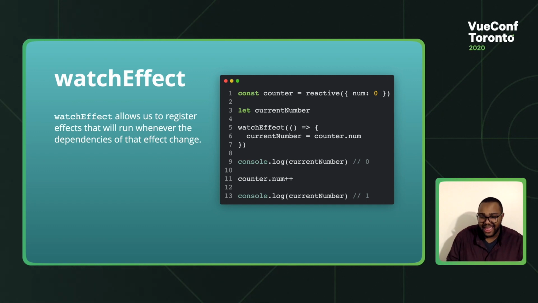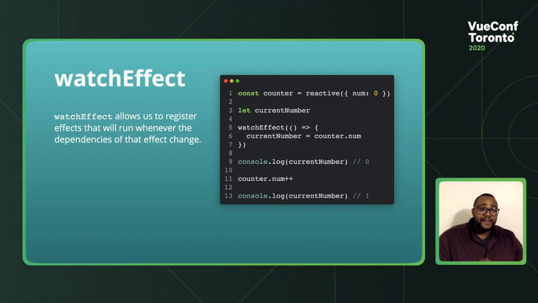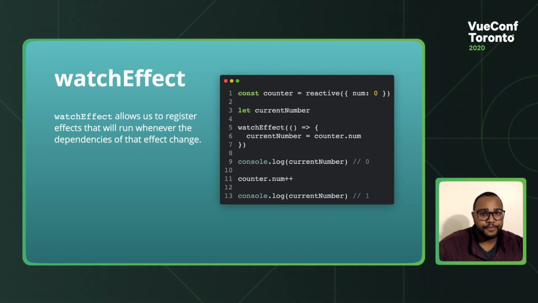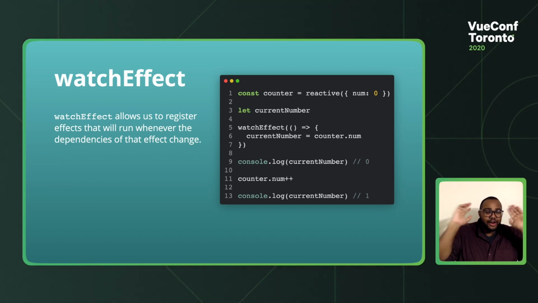Watch effect. This is an absolutely huge one. Watch effect allows us to register effects that run whenever dependencies on that effect change. So take a look at this code. We've got a counter. It's a reactive object that just has one property called num, and that value is 0. And we've got this binding, let current number, and we're gonna update that.